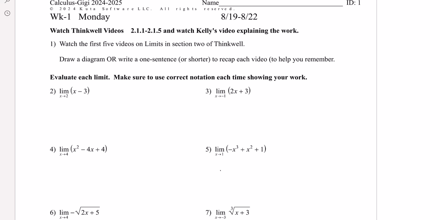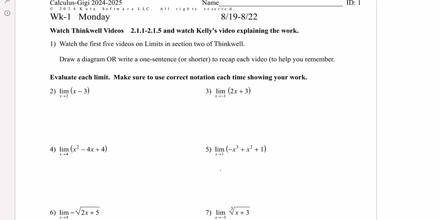For this week, go ahead and watch the first 5 videos in section 2 on limits, and really just watch them. Make sure your eyes are on the screen, listening to what he's saying, looking at the visuals, and then watch this video. This video will help you see what the work looks like.